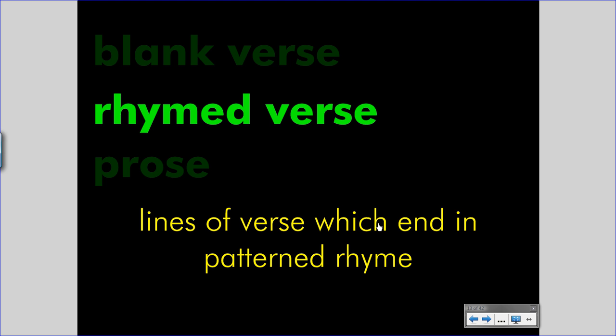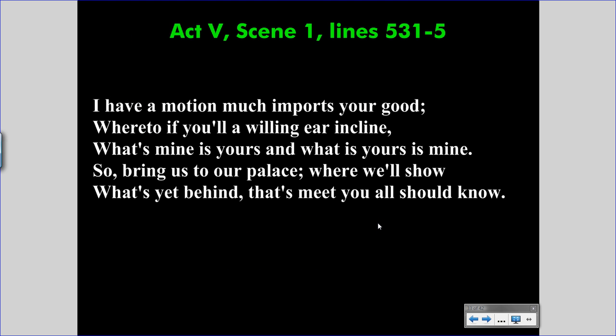There's another way in which Shakespeare uses rhyme. Shakespeare uses rhyme quite often when he is ending a scene. Shakespeare uses a very simple rhyme scheme. If he's rhyming, he's generally rhyming couplets, so A A B B. And these lines, once again from Measure for Measure, would end the scene.